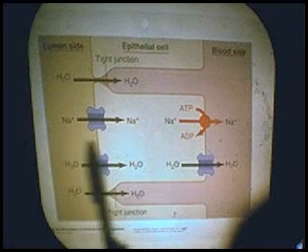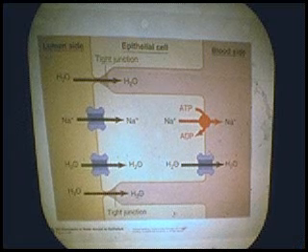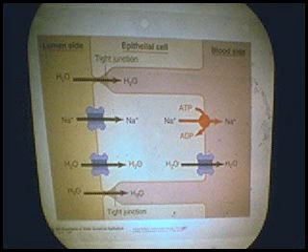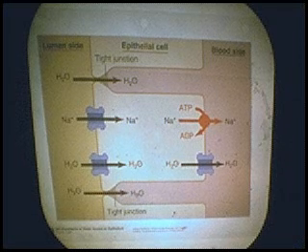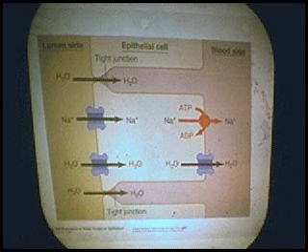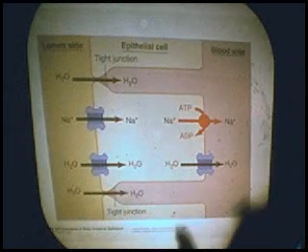So epithelial transport is important in a lot of different organs that we are going to talk about. For instance, the kidneys. You have to have regulated epithelium. And you'll see this kind of diagram a lot as we go through this book.